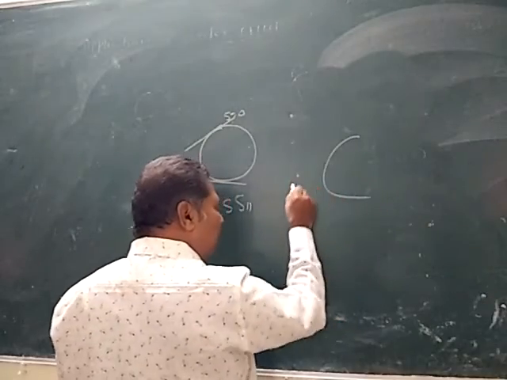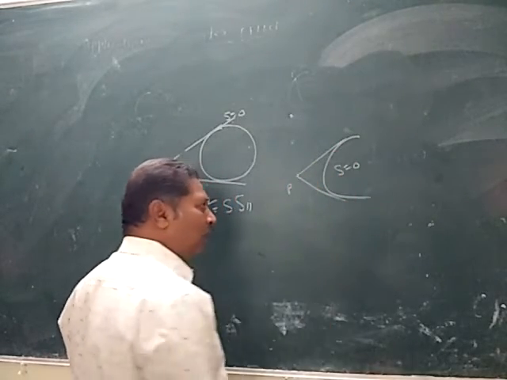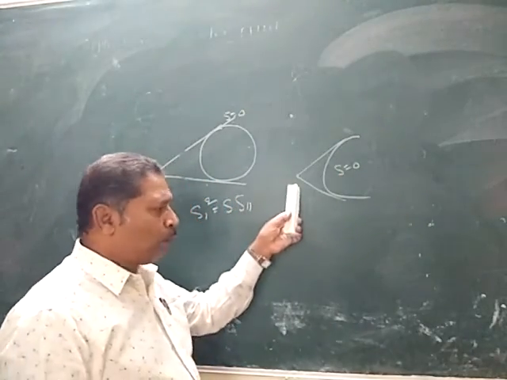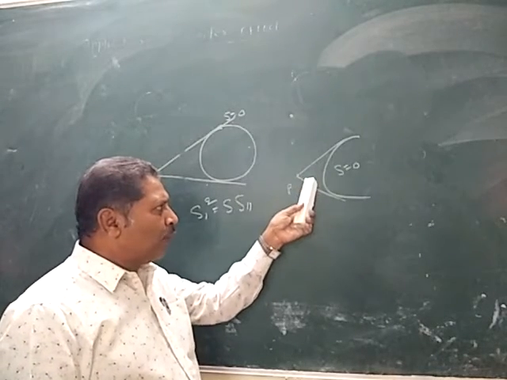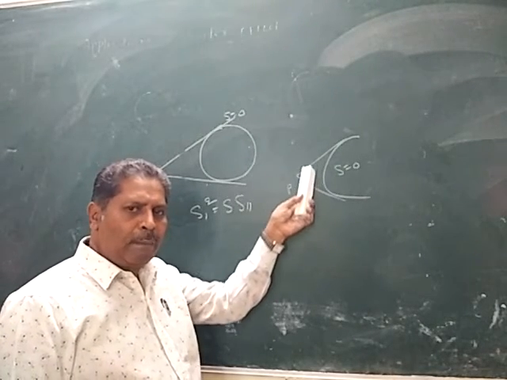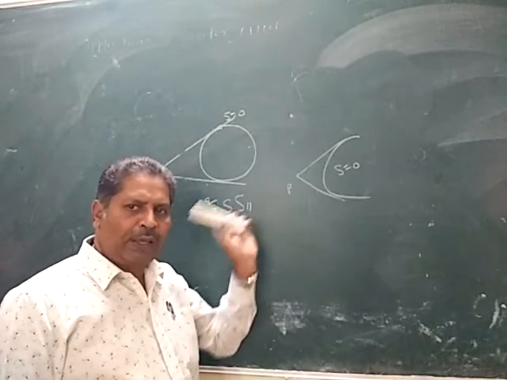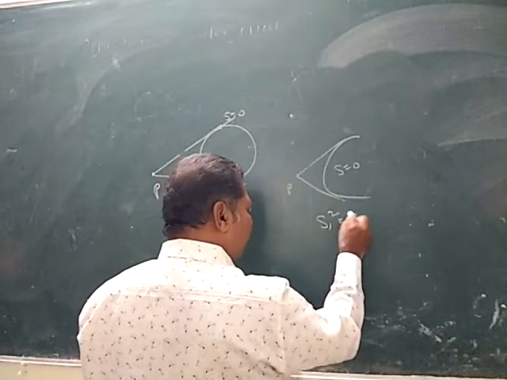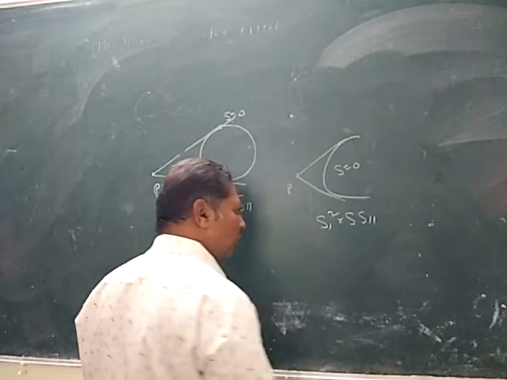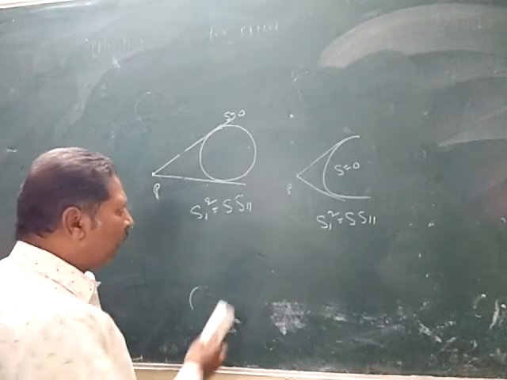Similarly, in the parabola also. This is S equal to 0, the parabola. P is a point (x1, y1). The equation of the pair of tangents is S1 squared equal to S into S11.